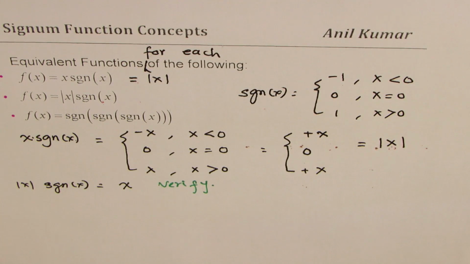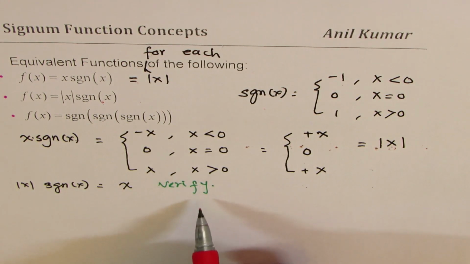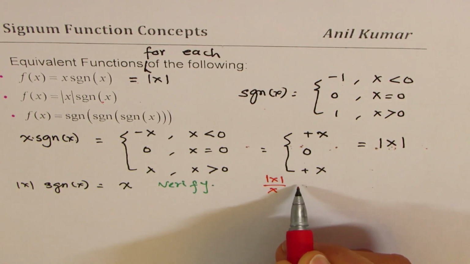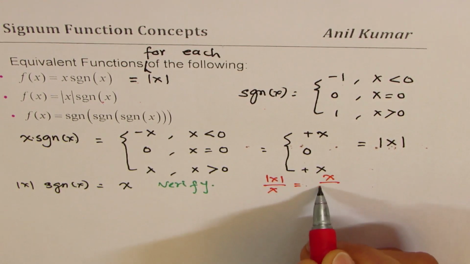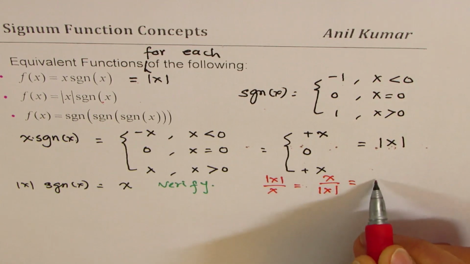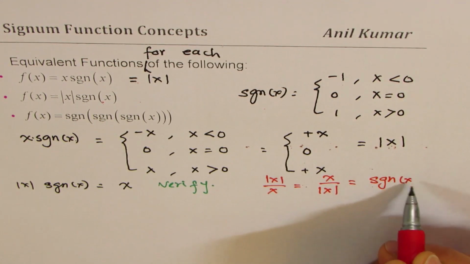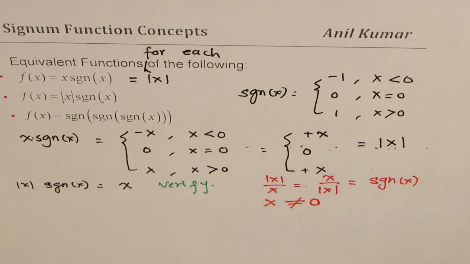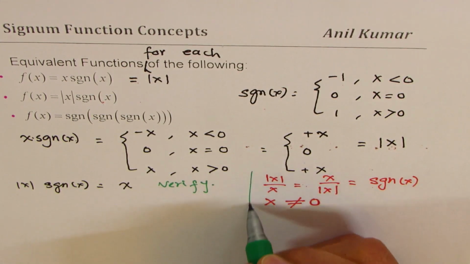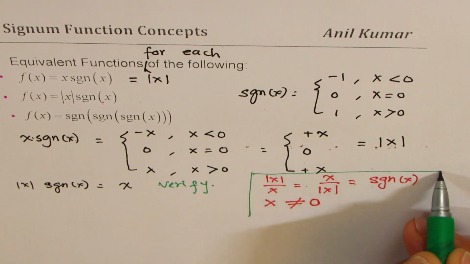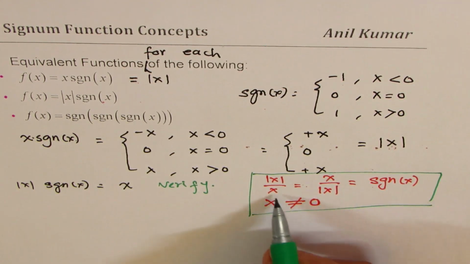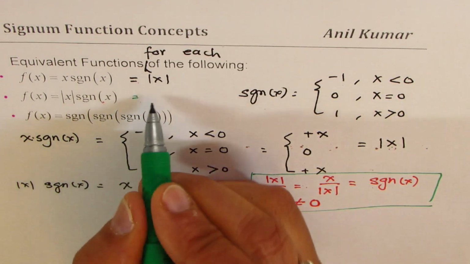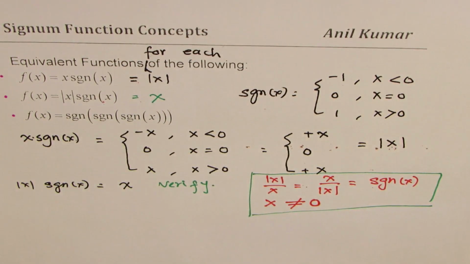As we discussed earlier, the very important relation is that absolute value of x over x is actually equal to x over absolute value of x, and it is equal to signum x provided x is not equal to 0. Is it okay? So that is a very, very important relation to understand. So if x is not equal to 0, you can cross multiply and then write down. So this is x. Is it okay?